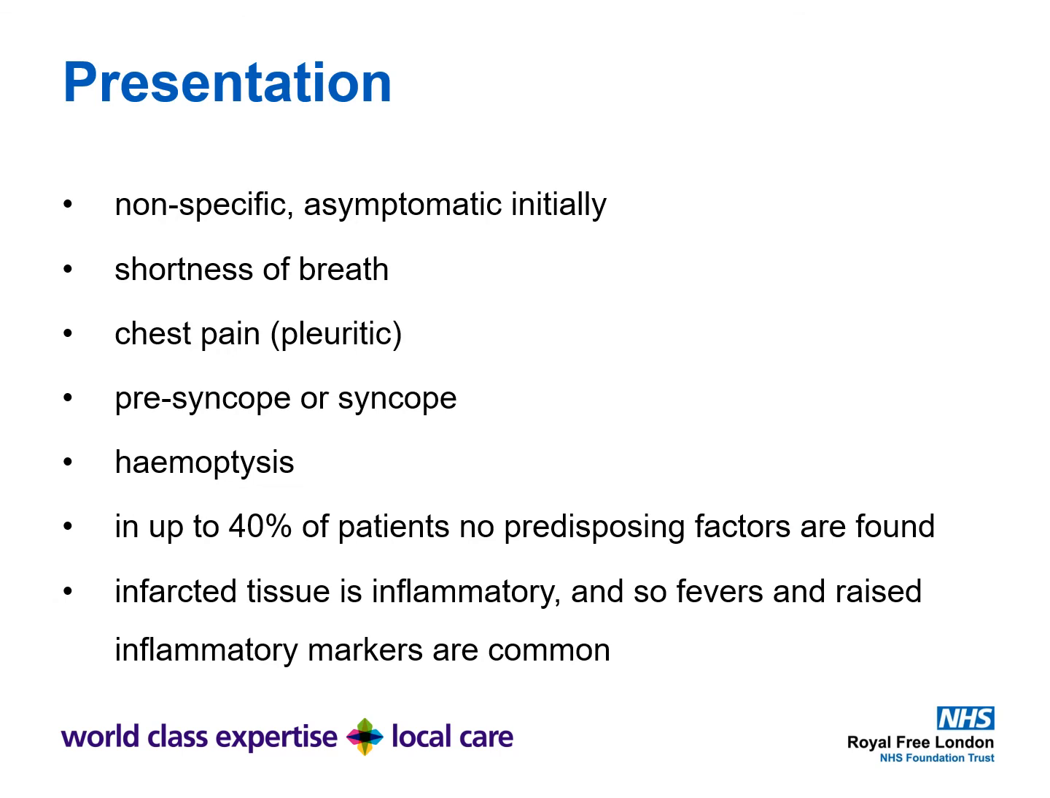So presentation is usually non-specific, often in the immediate development of pulmonary embolism, this usually is asymptomatic. Patients may describe shortness of breath, chest pain, often described as pleuritic, although that isn't a hard indication of pulmonary embolism. Pre-syncope or syncope, you'd only see that particularly in pretty substantial pulmonary embolism. Hemoptysis, and indeed up to 40% of patients, no predisposing factors are found.